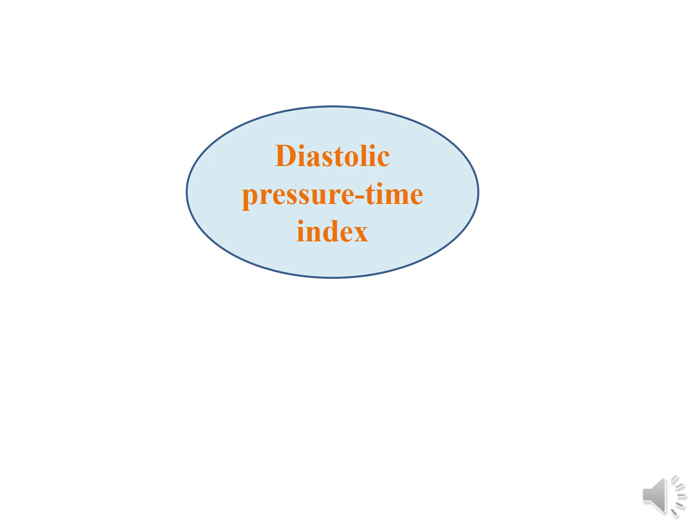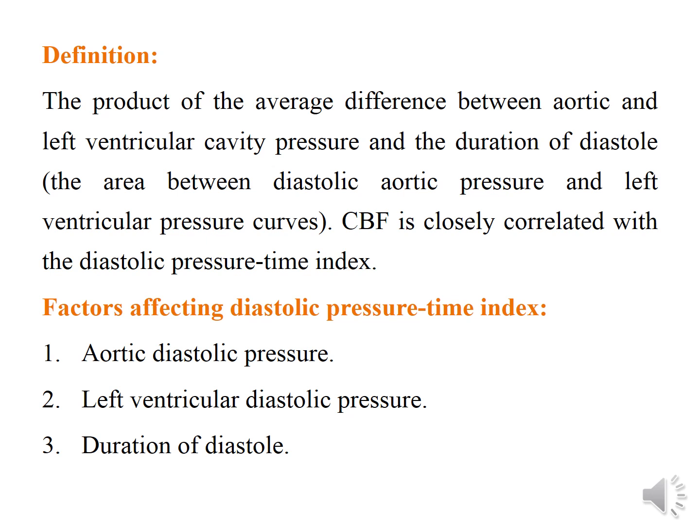What about the third factor affecting the coronary blood flow, which is diastolic pressure time index? What's its definition and what factors affect it? Definition: it is the product of the average difference between aortic and left ventricular cavity pressure and the duration of the diastole, the area between diastolic aortic pressure and left ventricular pressure curves. Coronary blood flow is closely correlated with diastolic pressure time index.